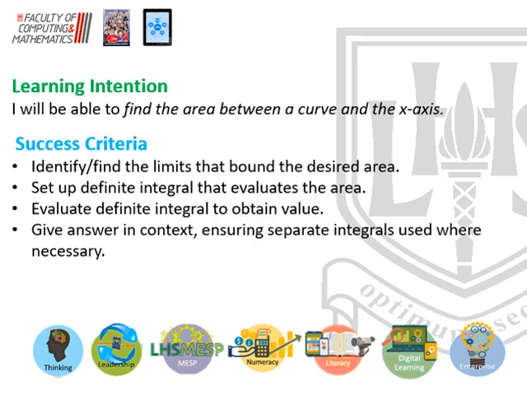Okay, so looking at what we need to be able to do today, we need to be able to identify and find the limits that bound the desired area, set up a definite integral that evaluates this area, evaluate that definite integral to obtain the value, and give the answer in context, ensuring the separate integrals are used where necessary. We'll look at that in a bit more detail, and then revisit the success criteria at the end.